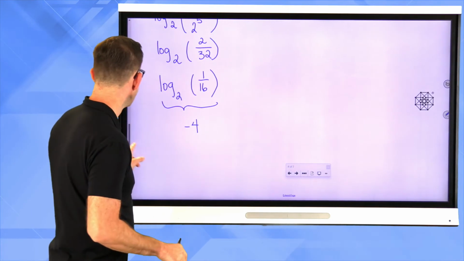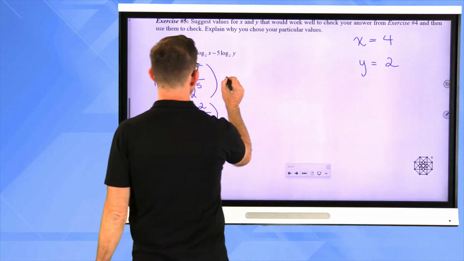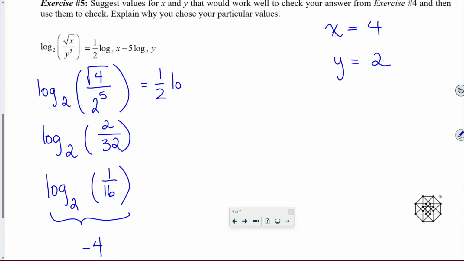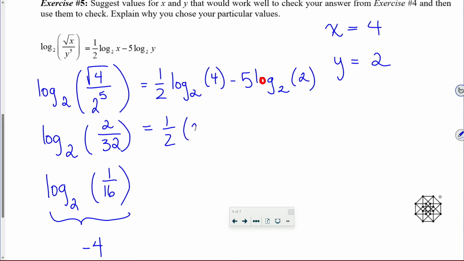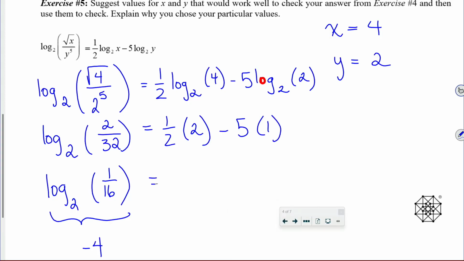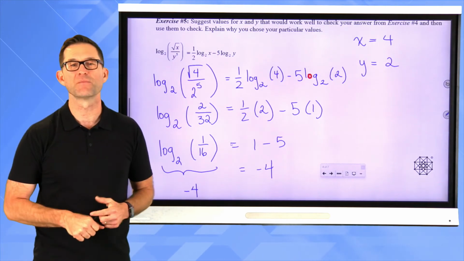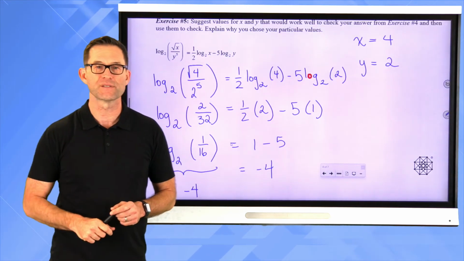All right, great. Now what I want to do is put in exactly the same numbers in here: 1/2 log base 2 of 4 minus 5 times log base 2 of 2. Well, the log base 2 of 4 is equal to 2 because 2 to the second is 4. And the log base 2 of 2 is equal to 1 because 2 to the first is 2. 1/2 times 2 is 1. 5 times 1 is 5. And 1 minus 5 is -4. All right, that gives us some confidence that we in fact have the right equivalency.